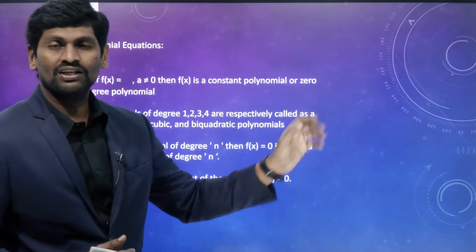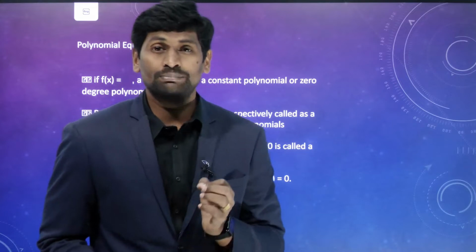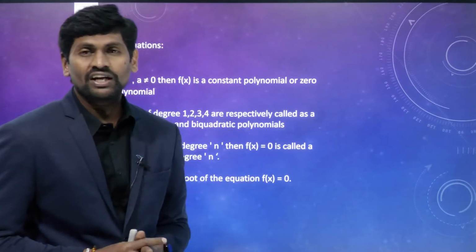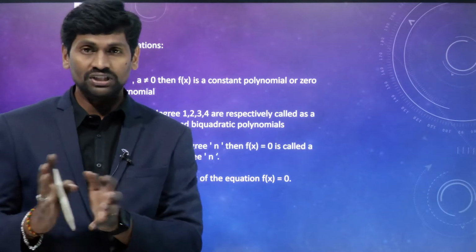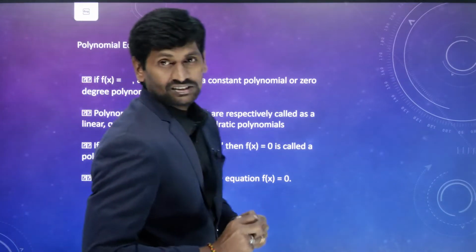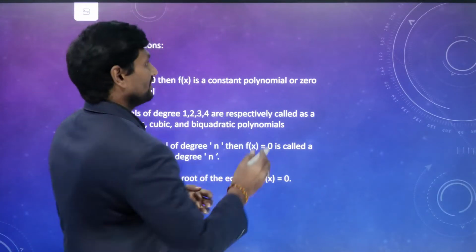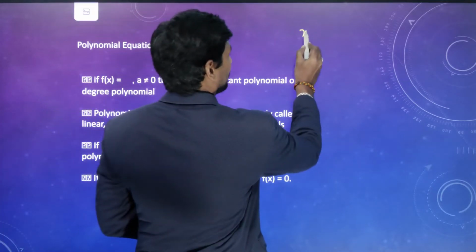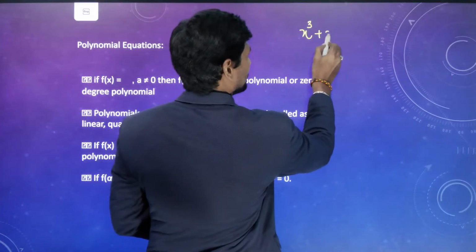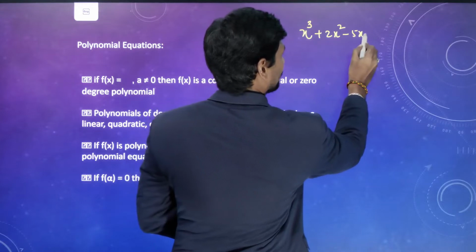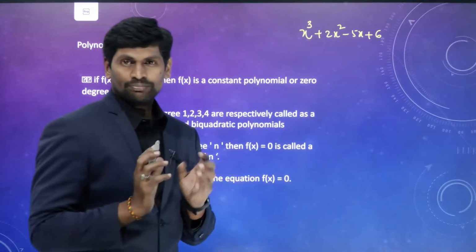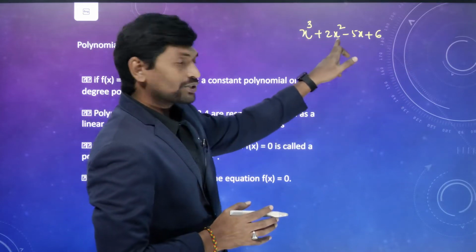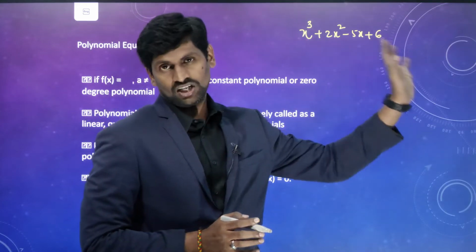So first, polynomial. A polynomial is nothing but an algebraic expression involving variables with non-negative integral powers. For example, let us see one polynomial, one of the algebraic expressions: x power 3 plus 2x square minus 5x plus 6. This is an algebraic expression involving four different terms: x cube term, x square term, x term and constant term.